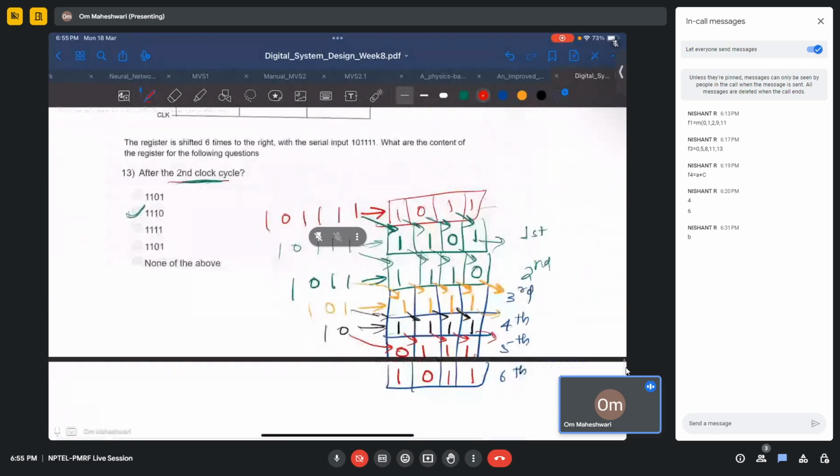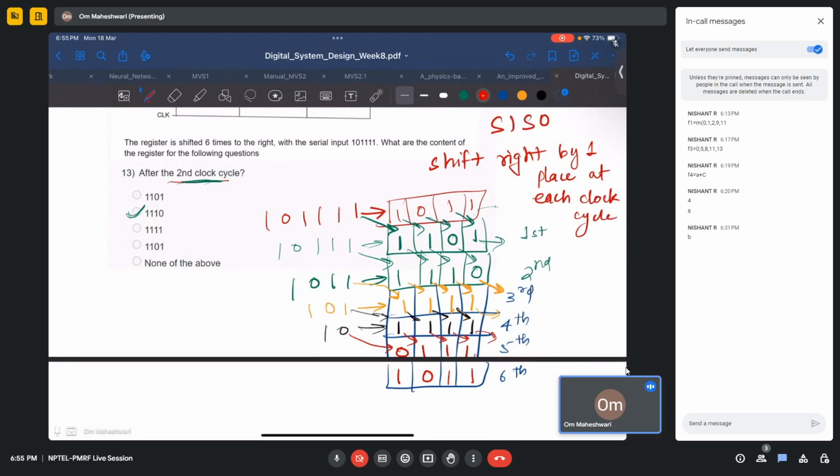Is this clear how a shift register is working? You just have to shift right by one place at each clock cycle. So this is a serial input, serial output register. Is this clear how this is working? Yes, sir. Clear, sir. It's pretty straightforward.